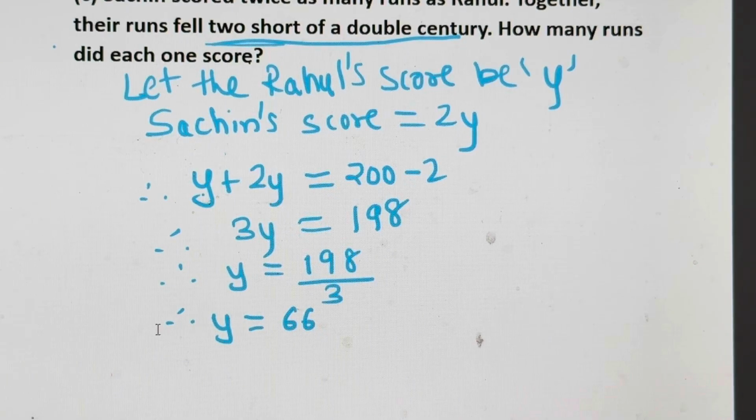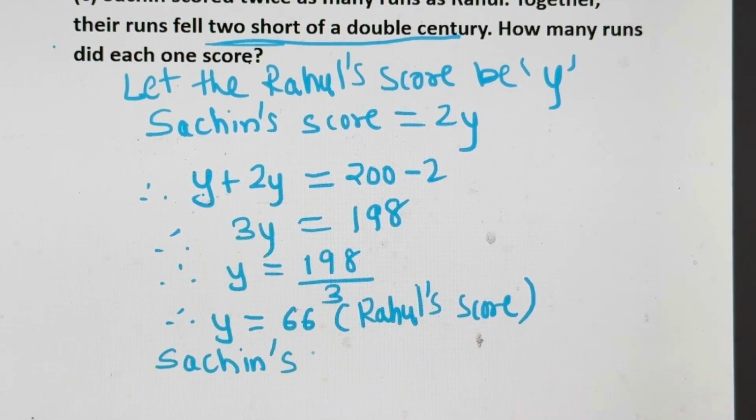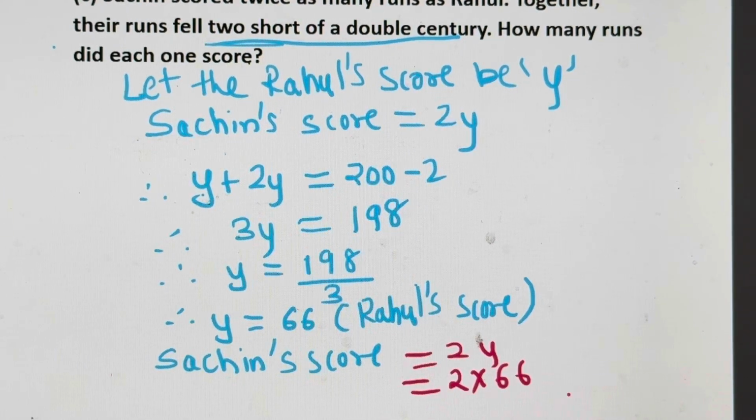Rahul's score is 66. This is Rahul's score. Now Sachin scored twice. So Sachin's score is 2y. Now we know the value of y, so we can put that value, 2 into 66. That gives you 132. So Sachin scored 132 runs and Rahul scored 66 runs. You can add and check. 132 plus 66 will give you 198, which is too short of a double century.